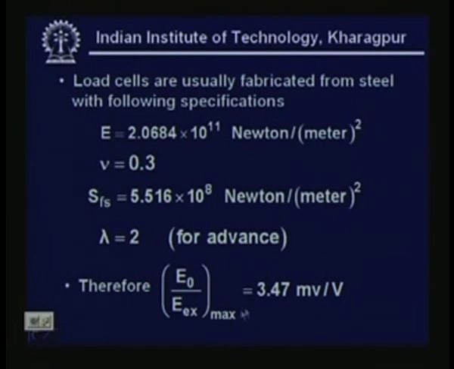In that situation, you will find that E naught by E x maximum is equal to 3.47 millivolt per volt, right. So, this is our expression.